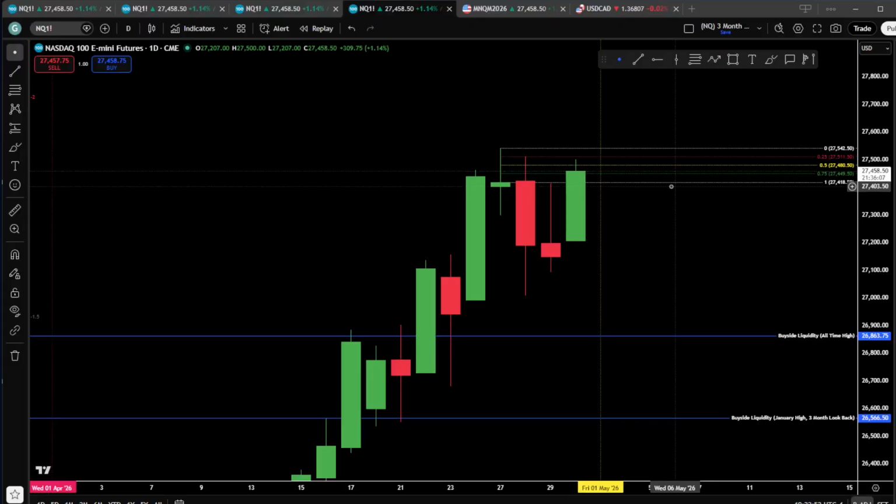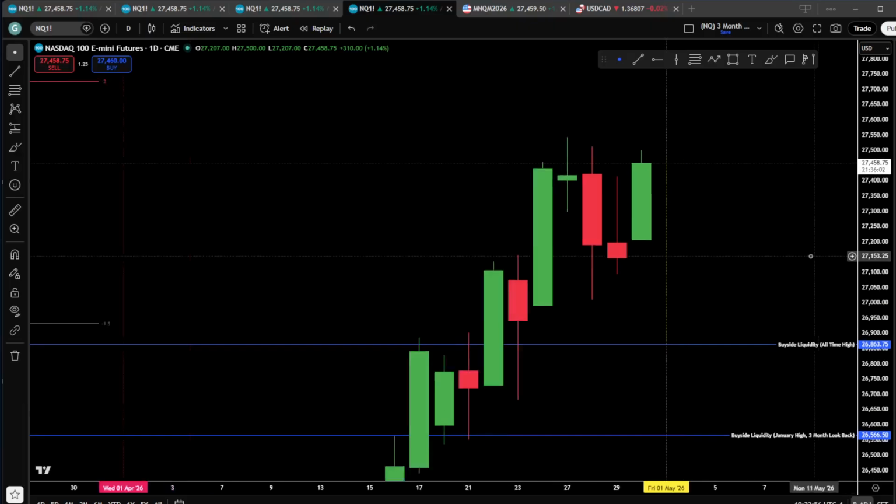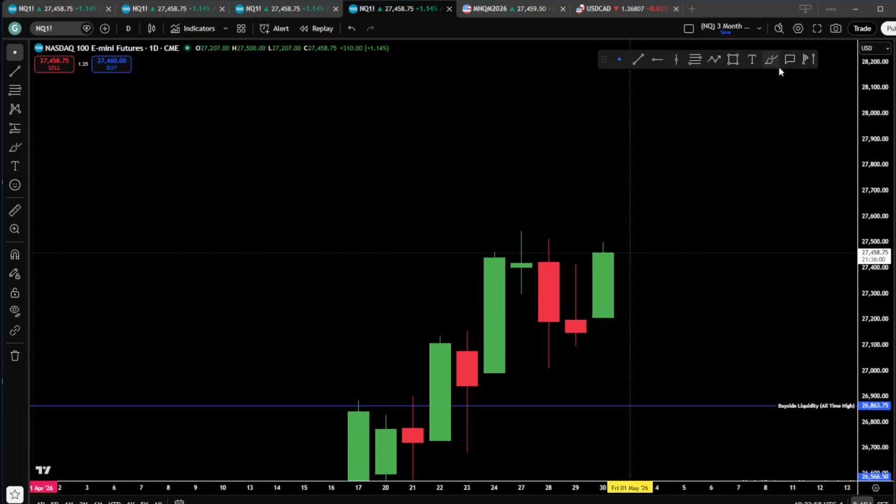What is price telling us? Price is telling us that the order flow here on the daily chart is still bullish. Keep being long until invalidated. Next round level here is 28,000.